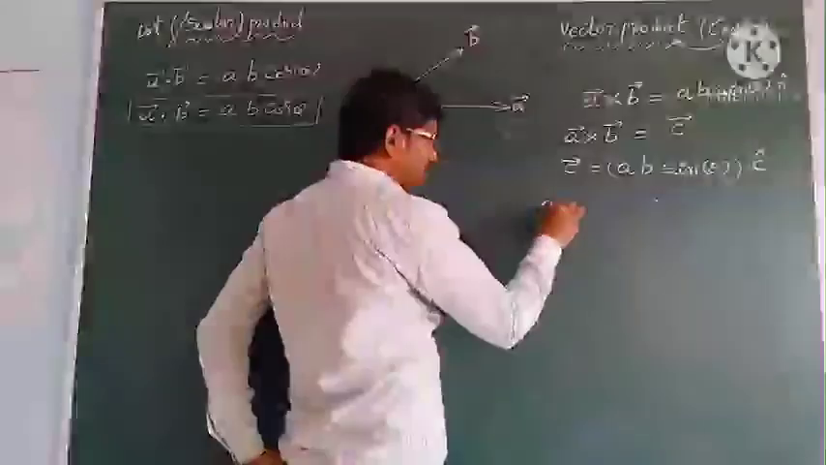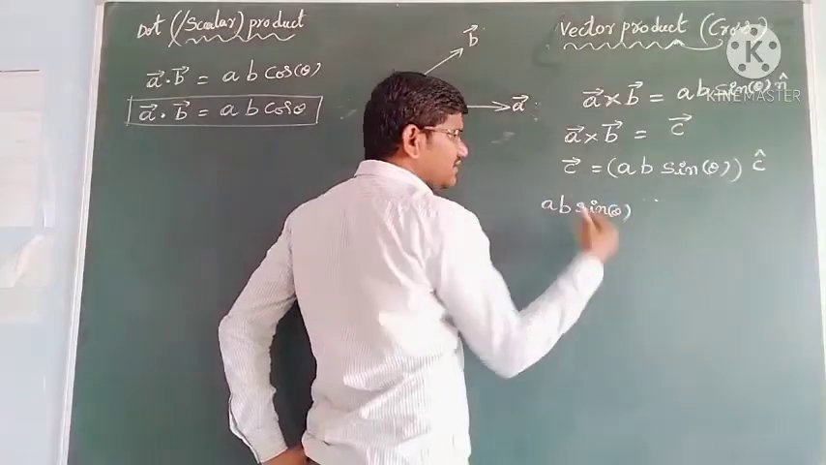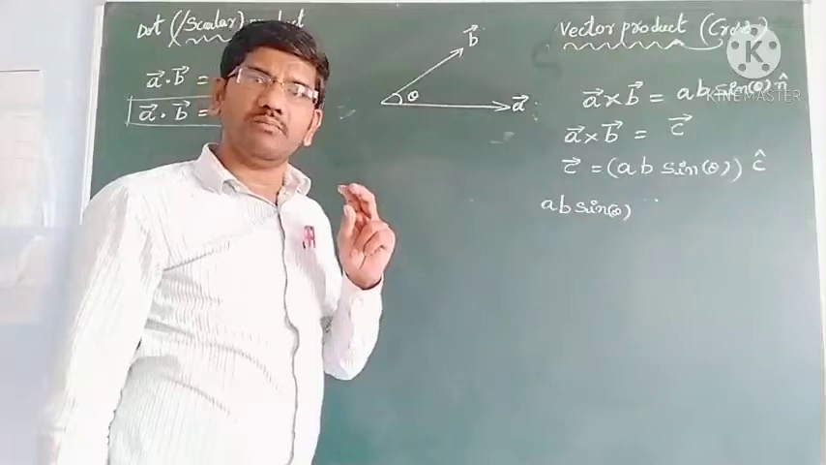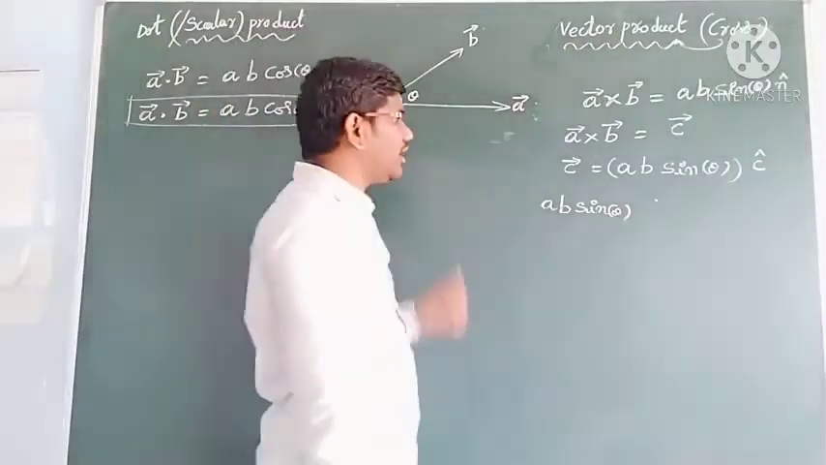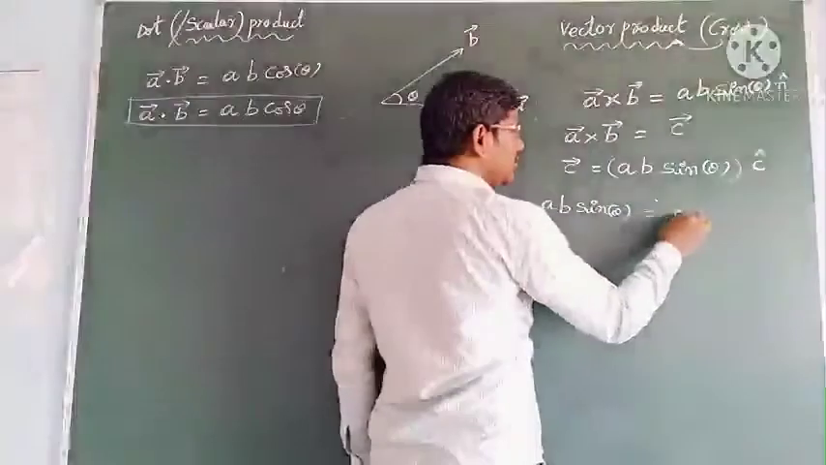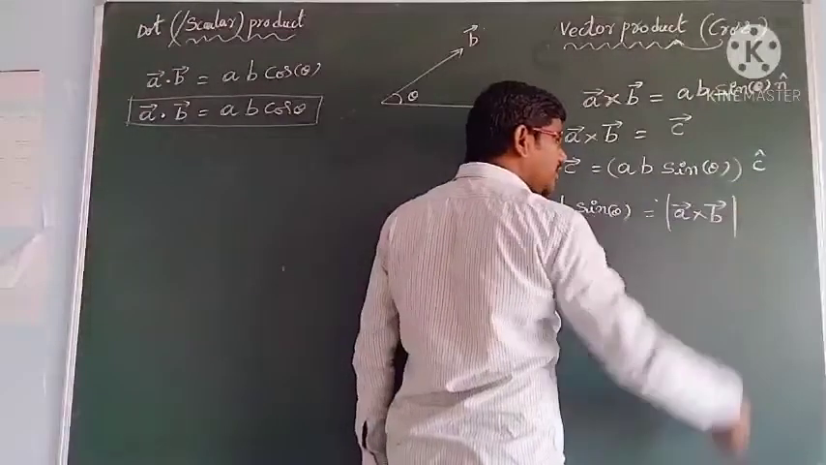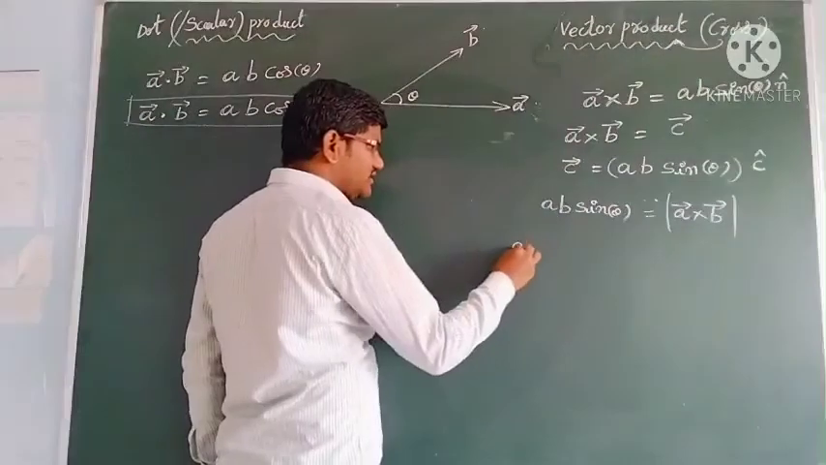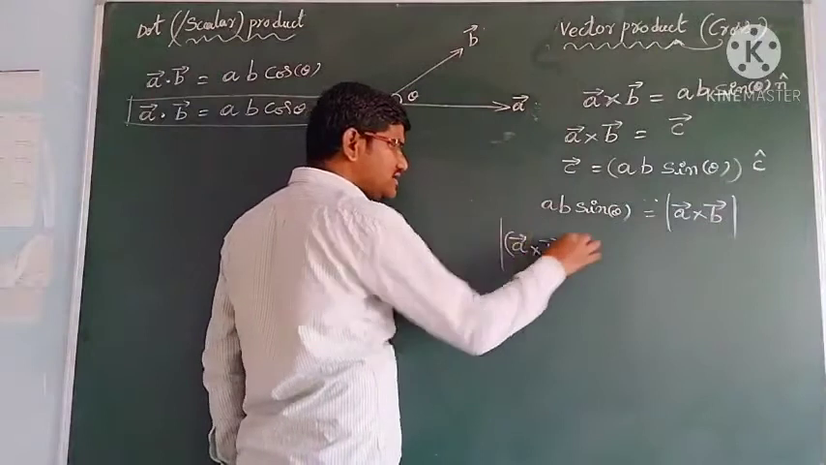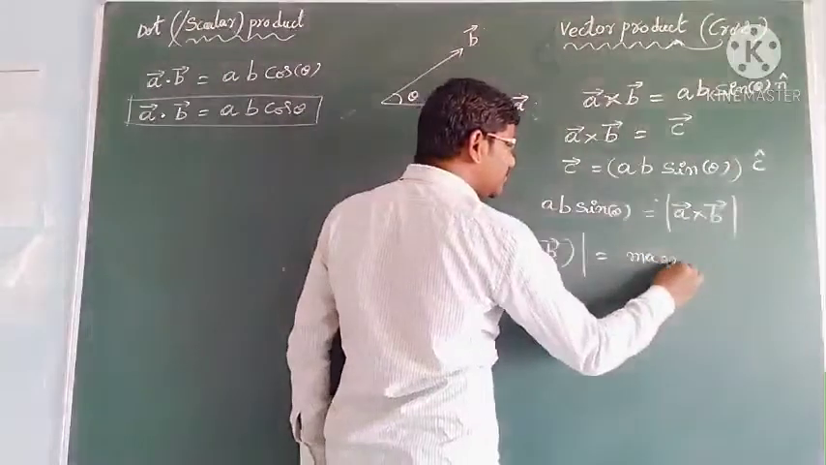Here this AB sin theta is called, what do you know students? AB sin theta is called the magnitude, or modulus, of A bar cross B bar. Modulus of A bar cross B bar means, what is that? Magnitude.